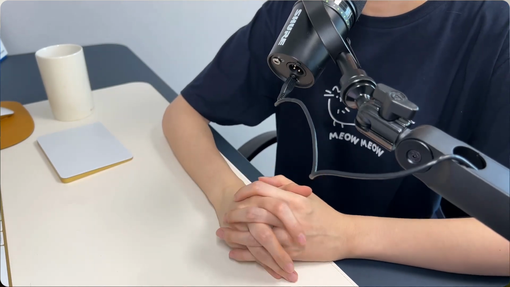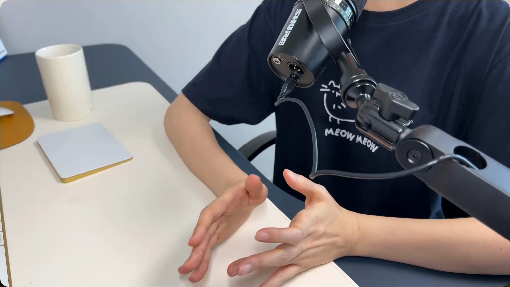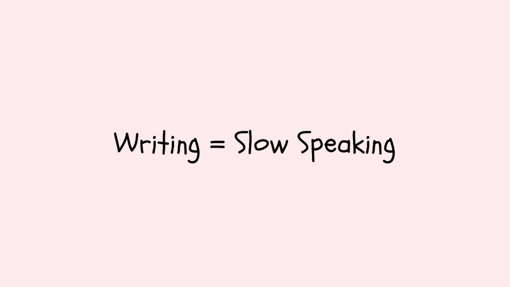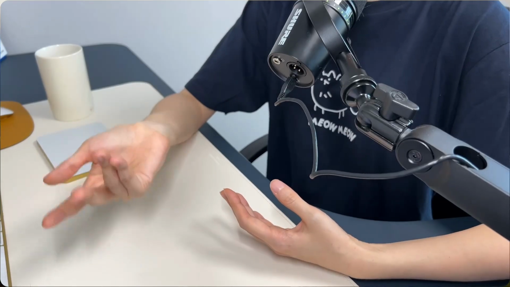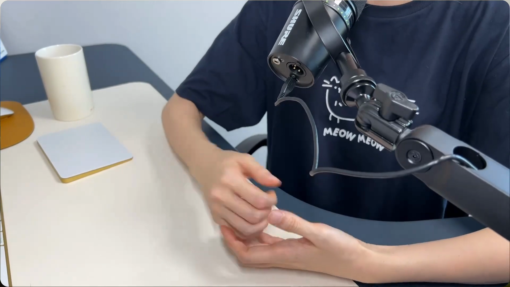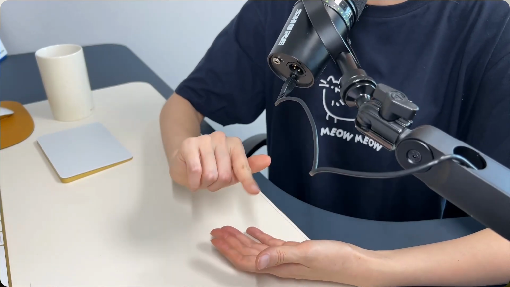And one last thing I want to add is that writing practice can also help with your speaking. Writing is essentially slow speaking, right? It gives you more time to form sentences by thinking about word choices and word order. So it's a really good practice to refine your output skills.